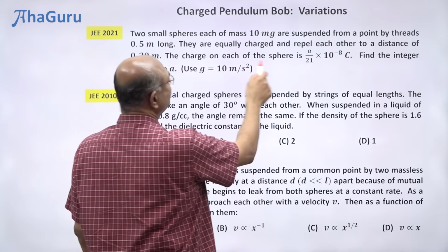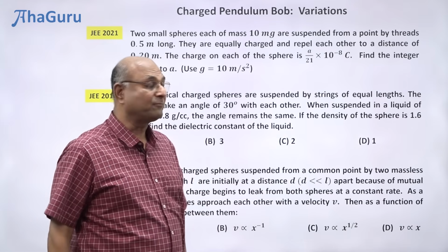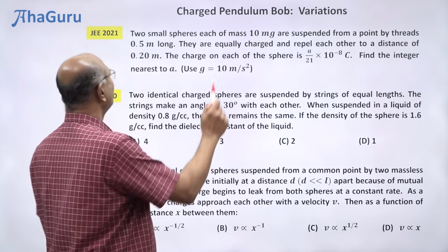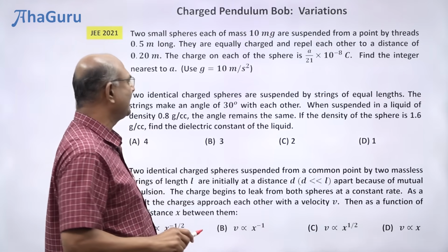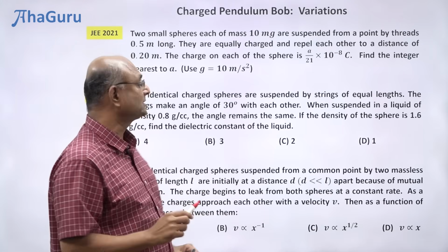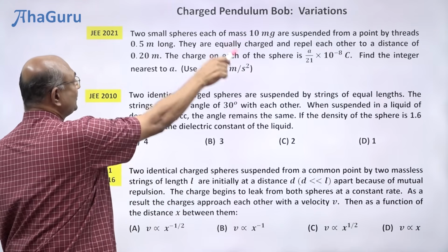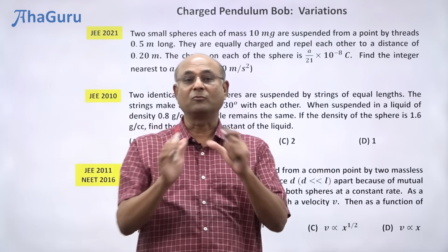The charge on each of the spheres is given in the form of a by 21 into 10 to the power of minus 8 coulombs. Find the integer nearest to a. So that is the first question. It's a very simple, straightforward one. A lot of people know how to do this question.